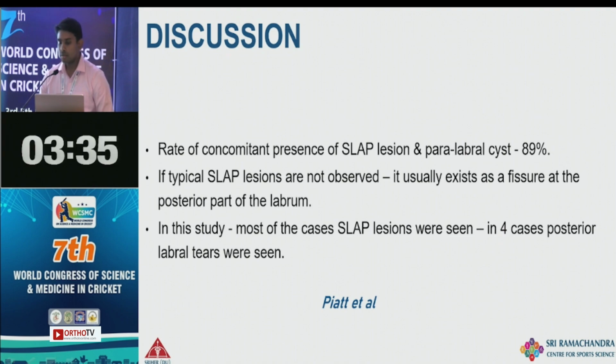So, discussion: according to Piat et al., the rate of concomitant presence of SLAP lesion and paralabral cyst was found to be around 89%. If typical SLAP lesions are not observed, it usually exists as a fissure at the posterior part of the labrum. In this study, most of the cases seen were SLAP lesions, and in about 4 cases, posterior labral tears were seen.